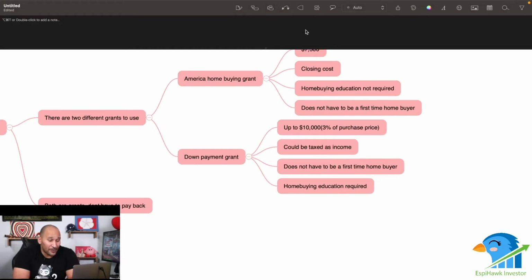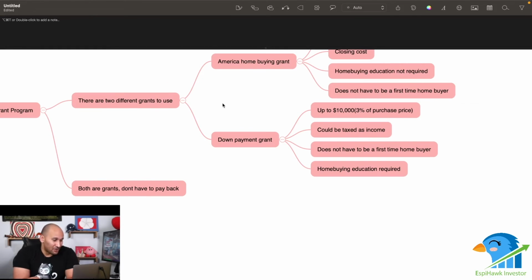So the second one is the down payment grant. This one's up to $10,000. They give you 3% of what the purchasing price is. So on what I was looking at in Florida, at least for the Miami-Dade County area, a good average price is around $300,000. So if you buy a house for $300,000, that's the actual purchasing price, they'll actually give you $9,000 towards your down payment. So they'll give you up to 10, but whatever that 3% is, but no more than 10. So keep that in mind. They do have a disclaimer that the money that you receive can be taxed. So I would also keep that in mind as well. You do not have to be a first-time home buyer, but you do have to complete their home buying education class. And both grants, again, being grants, you don't have to pay back.